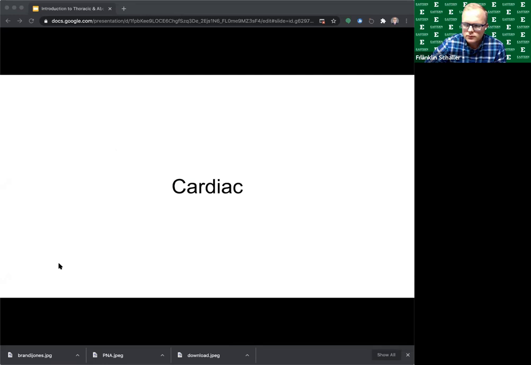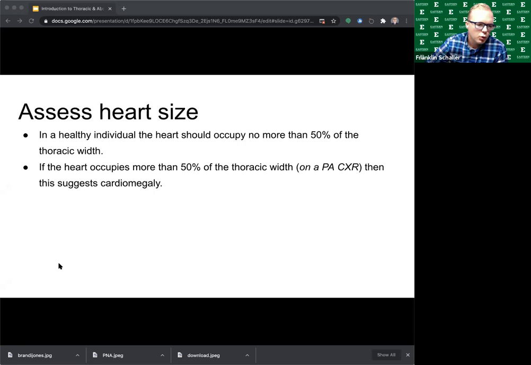Jumping into C, cardiac. So we're gonna wanna assess the heart size, right? In a healthy individual, the heart should occupy no more than 50% of the thoracic width. So the cardiothoracic ratio will be less than 0.5. And this rule is only gonna be applying to a PA view of a chest x-ray. So if a heart is occupying more than 50% of the thoracic width, and again on a PA chest x-ray, then this can suggest abnormal enlargement, also known as cardiomegaly.